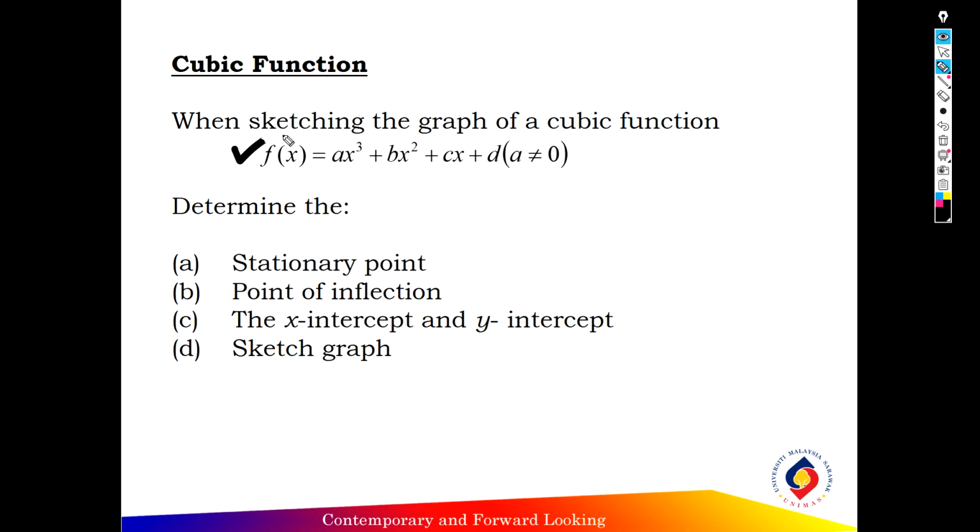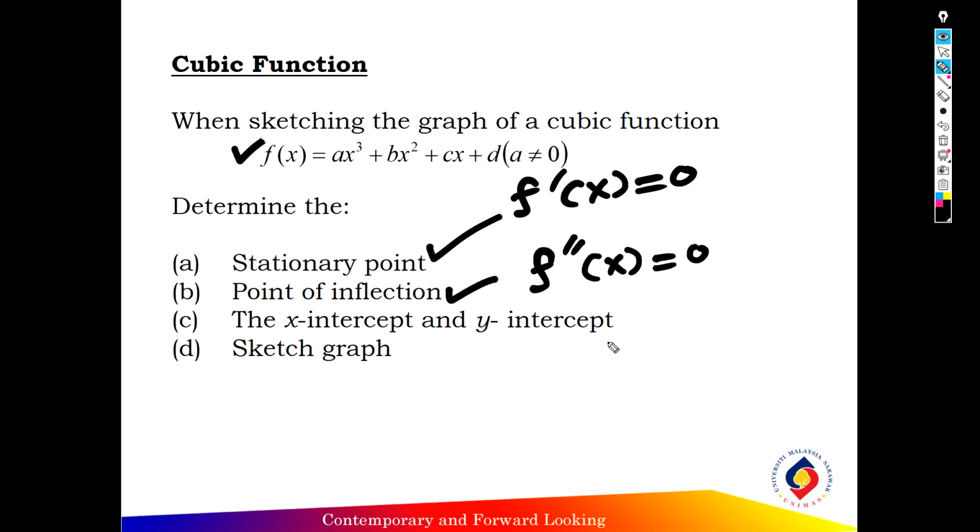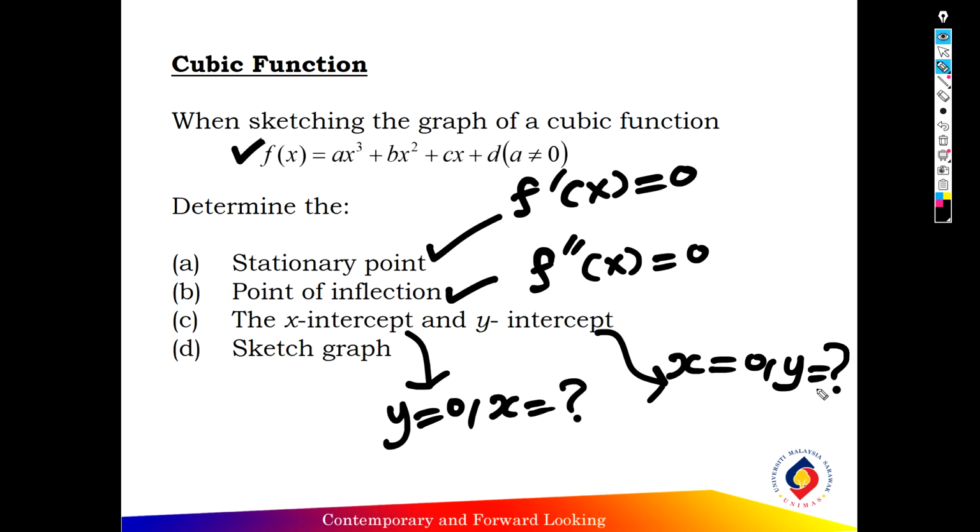Before you sketch the graph of the cubic function, first you find the stationary point of the cubic function using the first derivative. So you find the first derivative of the function, f prime of x equal to 0. This stationary point exists when the first derivative equals 0.